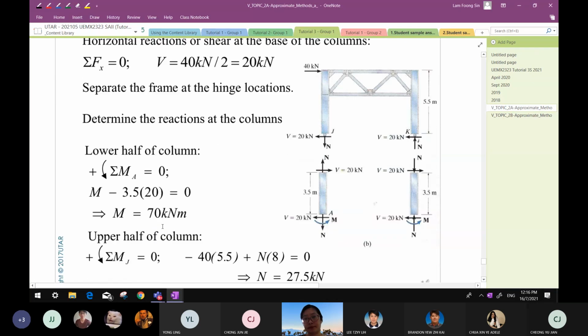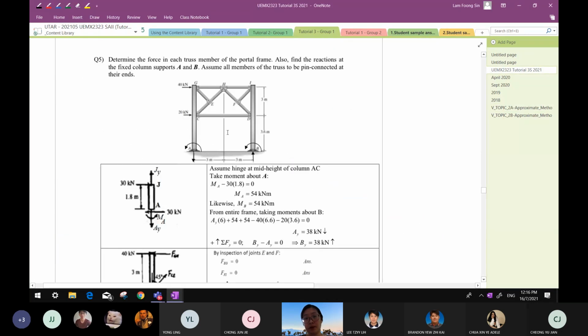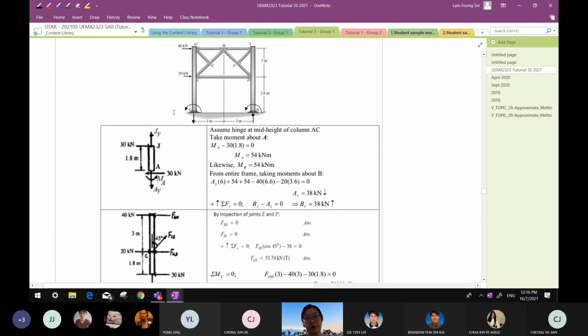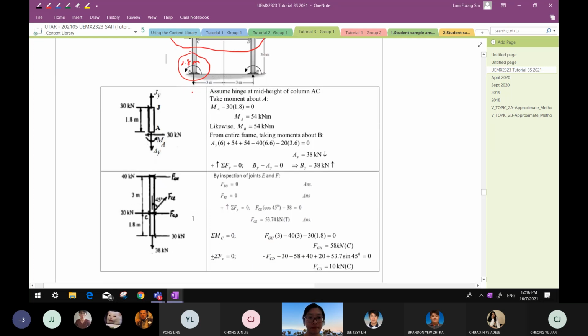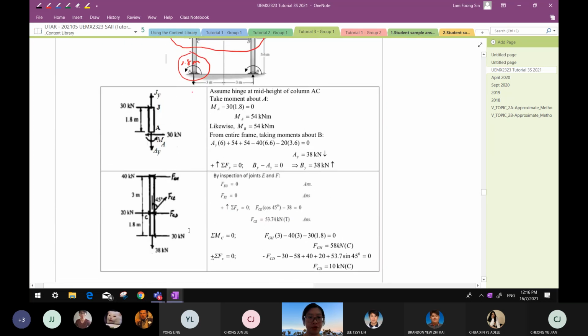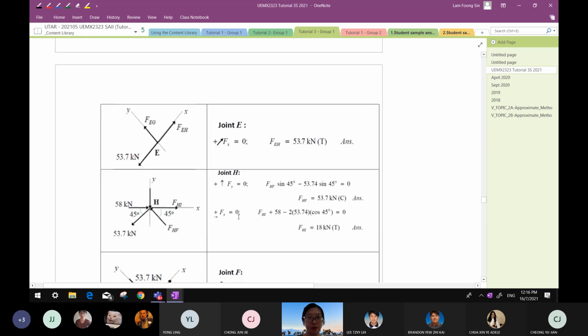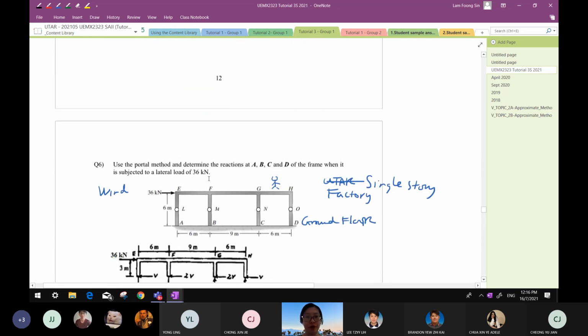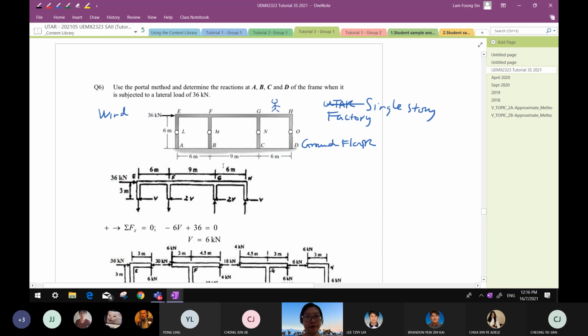This is what's going on here. So we'll do the same with this one. One free body diagram at 1.8. This one. Then you just use equations of equilibrium. Rotate. And then joint equilibrium as well. You can use the method of joints for this one.